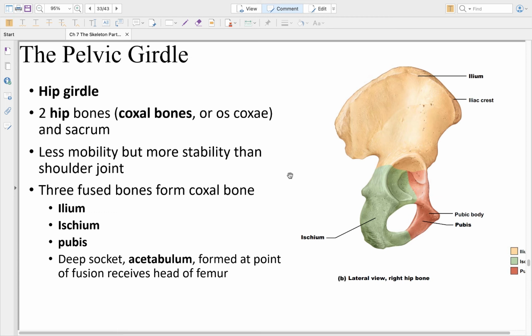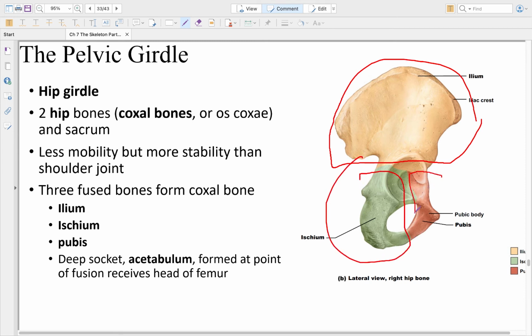Okay, the next is the pelvic girdle. The pelvic girdle is the hip girdle. It has 2 hip bones, or coxal bones, and a sacrum. And it's very stable. It's more stable than any other joint. And ultimately, we're going to start with the hip bone, which is 3 fused bones. The ilium in yellow, the ischium, and the pubis.